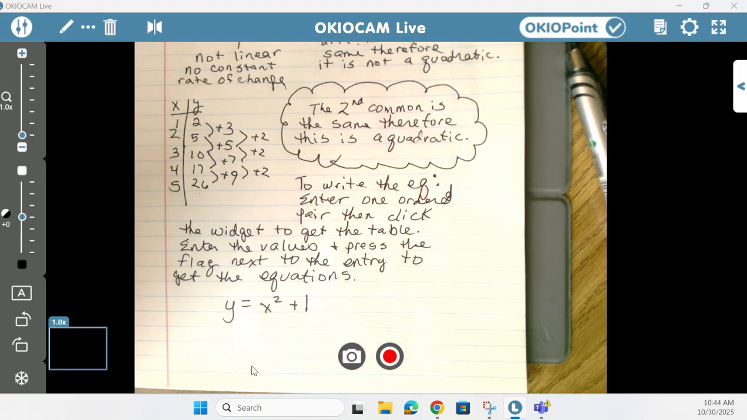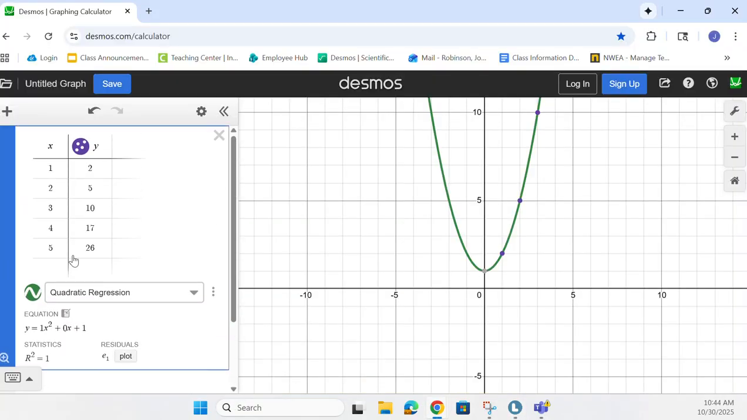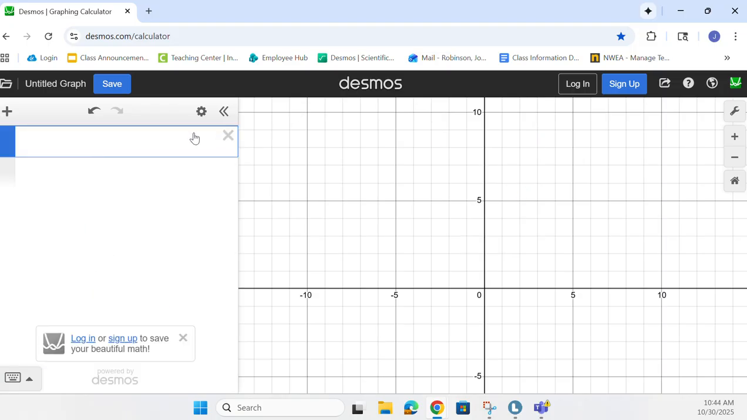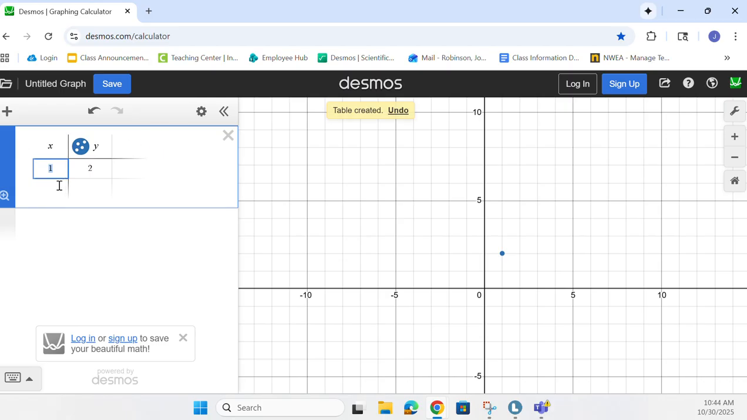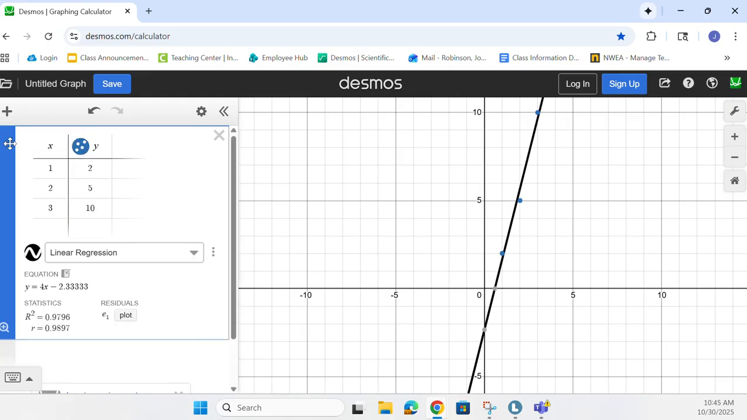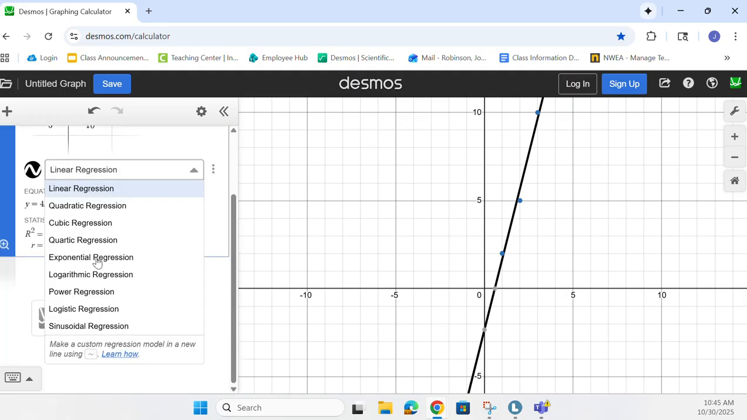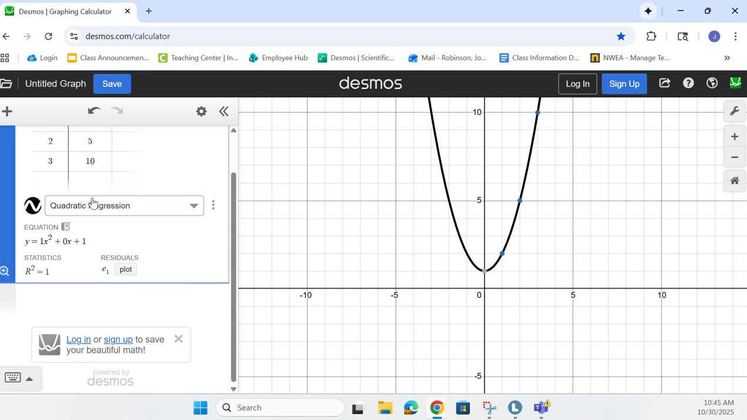You won't see the flag unless you have just the table of values. So if I delete this and I put in 1, 2, and then I click the widget to get the table of values, I have to put in more values because it needs multiple points to form a line. So 2, 5, 3, 10. And then you can click this little flag icon over here. That's really a line with some dots on it. It's not a straight line, so it's not a linear regression. It's a quadratic regression.